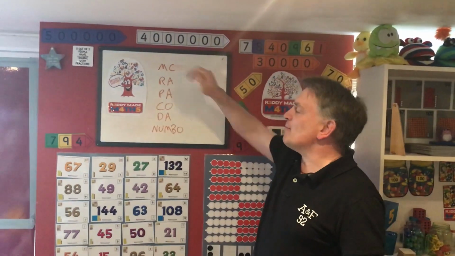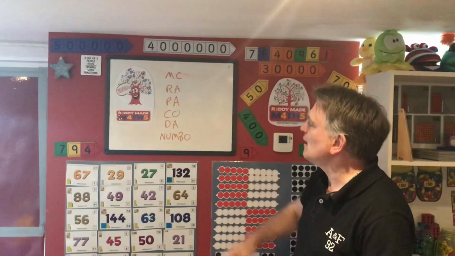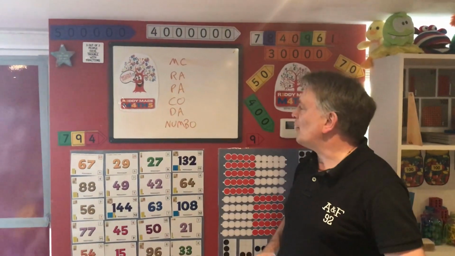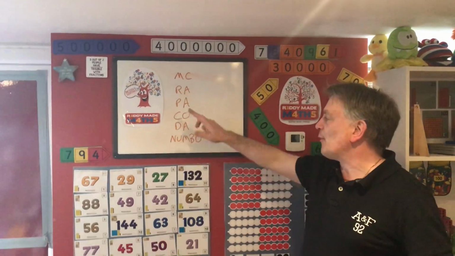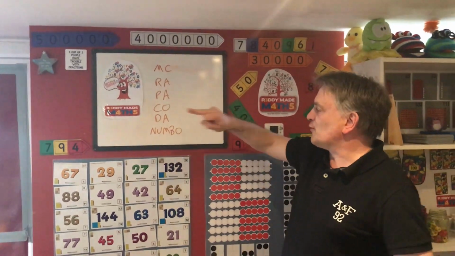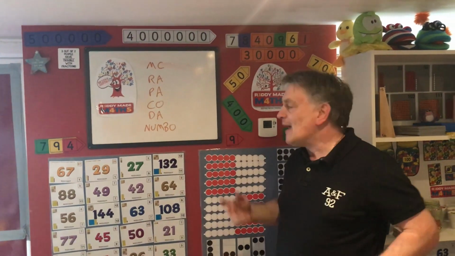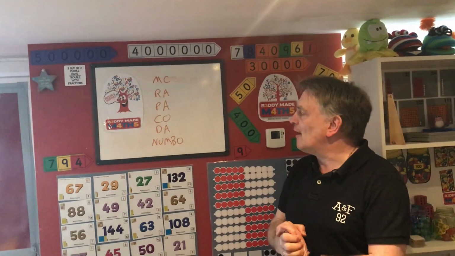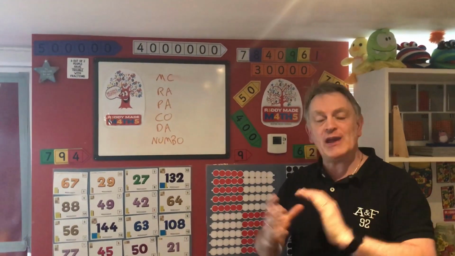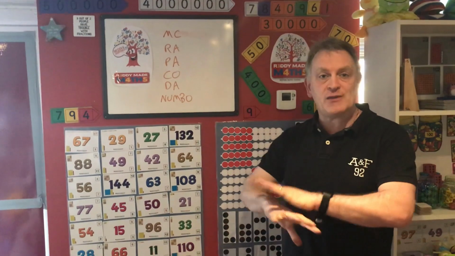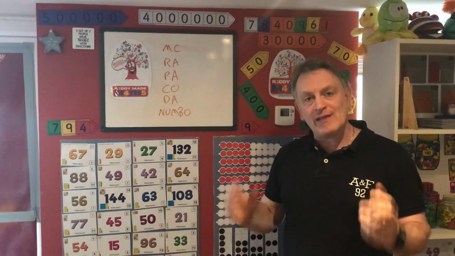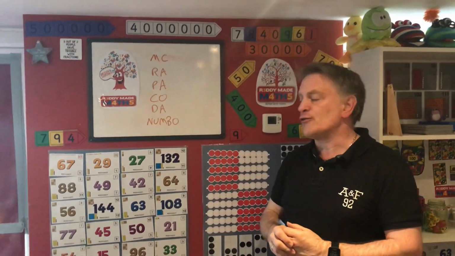We've looked today at manipulate the calculation, MC. We looked at round and adjust on day 3. We looked at partitioning and counting on yesterday. We looked at double and adjust on day 2, and we looked at number bonds on day 1. I've just twiddled them round a little bit into a different order, because next week you're going to meet a character that I use in schools all the time that really helps children to remember all of those strategies.